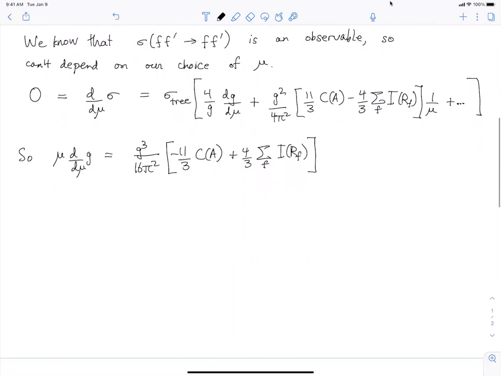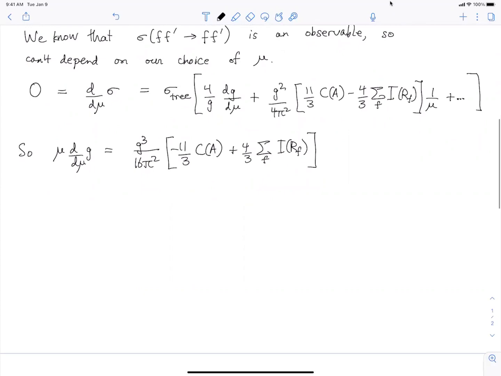So we've just figured out how the coupling depends on the renormalization scale. And so if we measure the coupling at one renormalization scale, we can use this equation to calculate what it is at any other renormalization scale. This right-hand side is famously called the beta function of the coupling. Okay, and the whole thing is known as the renormalization group. I'm going to write it as RG equation for the coupling.